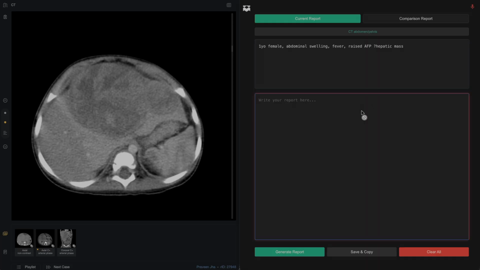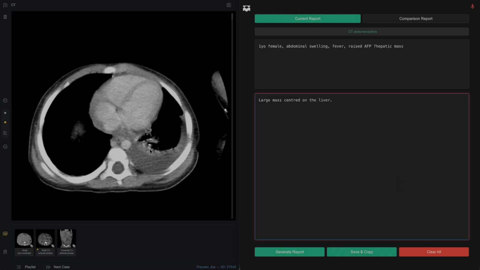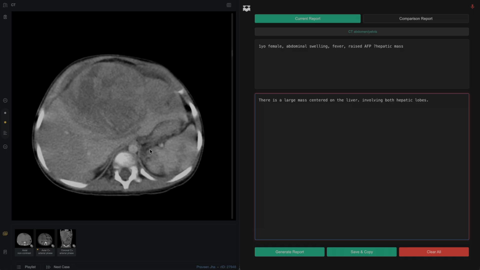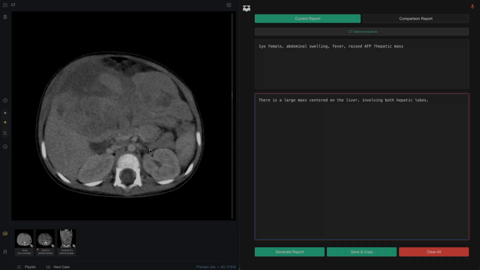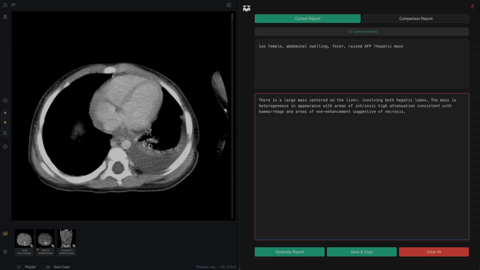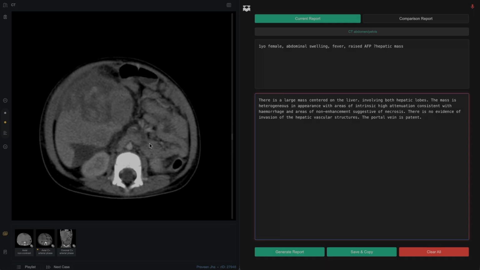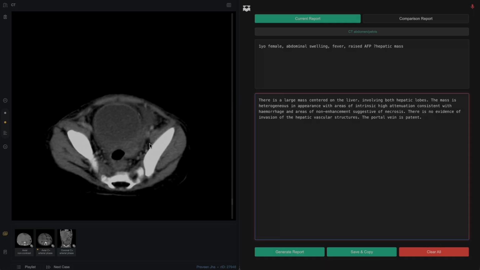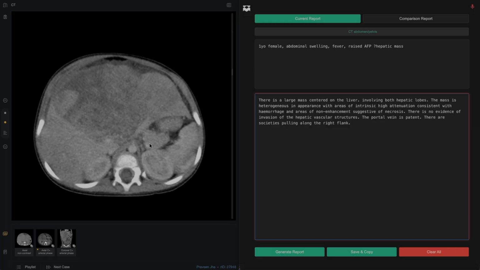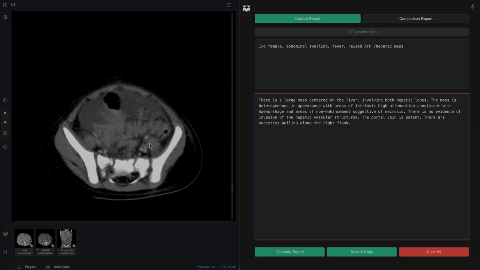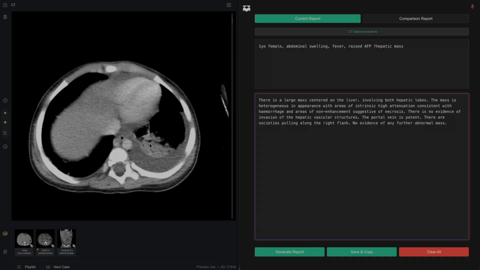Large mass centered on the liver, involving both hepatic lobes. The mass is heterogeneous in appearance, with areas of intrinsic high attenuation consistent with hemorrhage and areas of non-enhancement suggestive of necrosis. There is no evidence of invasion of the hepatic vascular structures. The portal vein is patent. There is ascites pooling along the right flank. No evidence of any further abdominal mass. The rest of the abdominopelvic organs appear normal. Left pleural effusion with a small amount of consolidation of the left lower lobe.